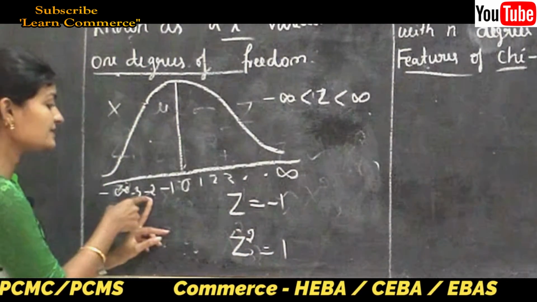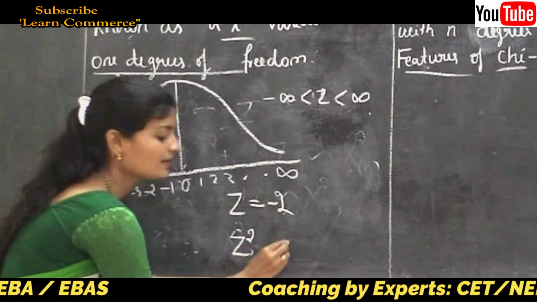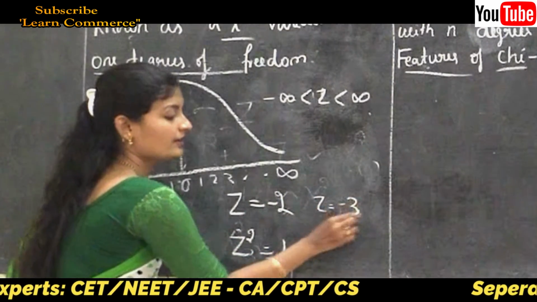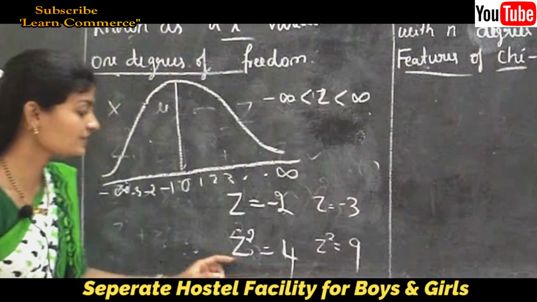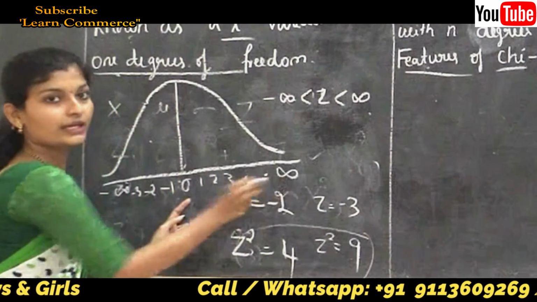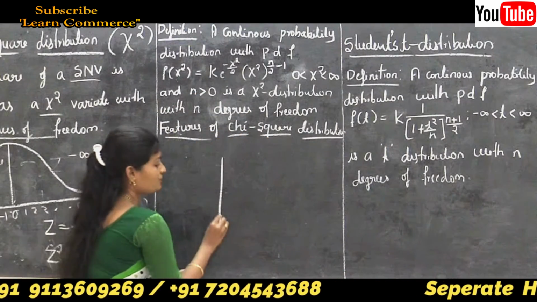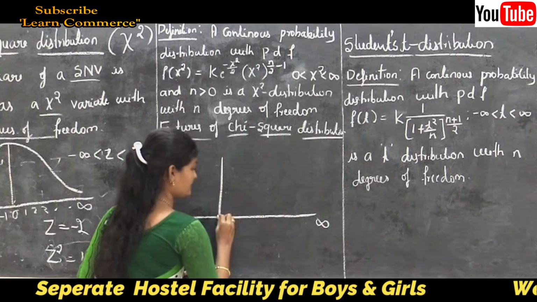If it is z is equal to minus 2, then chi-square distribution is 4. If it is z is equal to minus 3, then chi-square distribution is 9. So, see here all the values lie from 0 to infinity, on the positive side. So, the range of chi-square distribution is 0 to infinity like this.